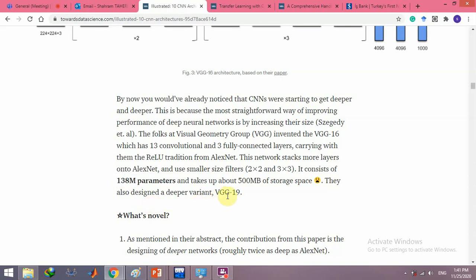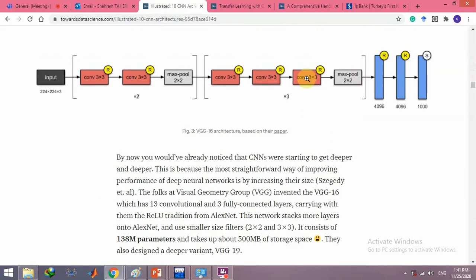They also introduced another version, VGG19, in which I think they repeat this part 4 times. VGG16 has 13 convolutional layers and 3 fully connected, so 3 plus 13 is 16. This is the reason that they call it VGG16. They count the number of convolutional layers and the fully connected layers. 13 plus 3 is 16. In VGG19, I think they repeat this bunch of layers 4 times.